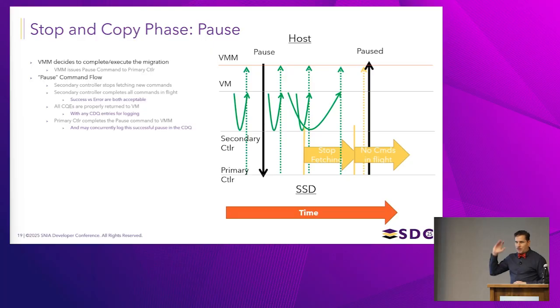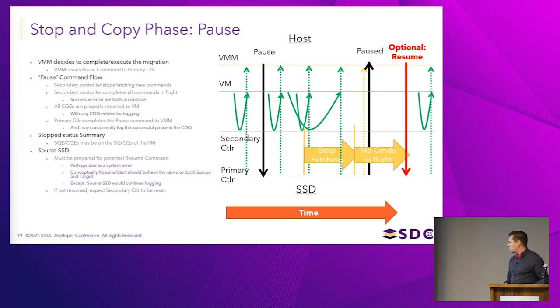The pause may also hit the CDQ as well. So all submission queue and completion queue entries are on their respective submission and completion queues. We, as an SSD, the source SSD, need to be ready for a potential resume command that may come in. This could be a system error, because things are hard for hosts, they have errors. Never happens in an SSD. But ideally, we want the source and the target SSD to both be ready to be restarted, depending on what's needed from the host perspective.